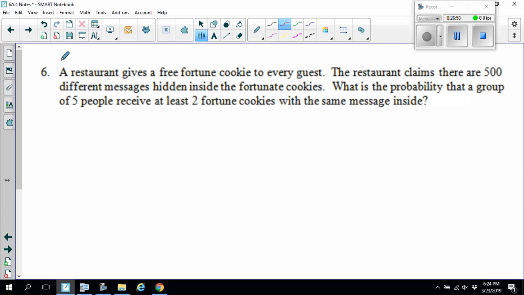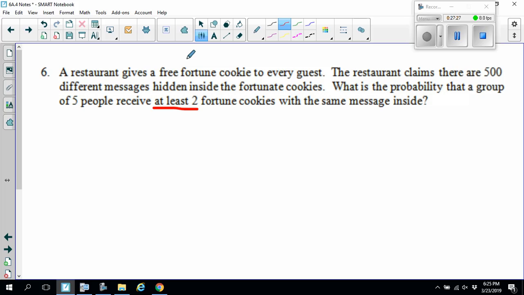Okay, so this is why sometimes we might want to use the complement instead of trying to find it directly. Because here, notice what it says. It says at least 2. So if we were trying to find this, we would have to find the probability that at least 2 of the fortune cookies have the same message, at least 2 or 3 of the fortune cookies have the same message, 4 of them have the same message, or 5. So that would be 2, 3, 4, 5.